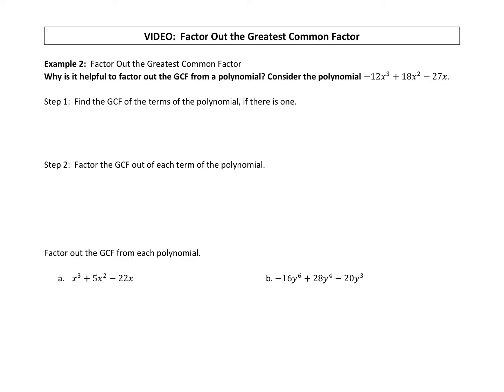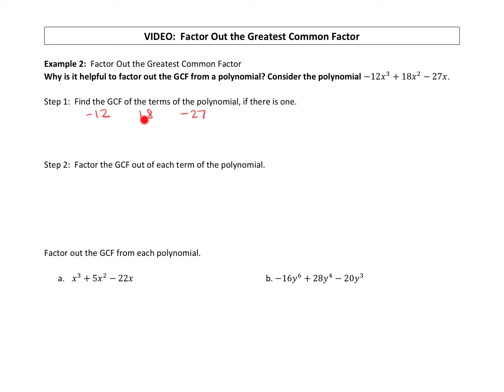Consider this polynomial: negative 12x cubed plus 18x squared minus 27x. First, step one, we're going to find the GCF of the terms if there is one. So let's start with our coefficients. We have a negative 12, an 18, and a negative 27. In the last video I said one approach you could take is look at your three coefficients, find the smallest one. Does 12 fit into the other two terms? If so, that's your greatest factor.